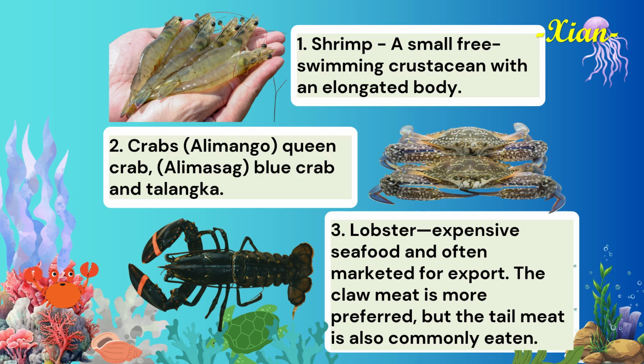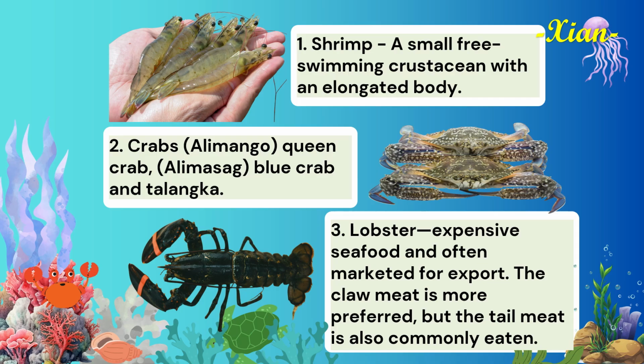Number 2 is crabs, alimango, alimasag, talangka, crustaceans with a wide, hard shell and 10 legs, the front pair forming claws. Alimango, large mud crab, usually found in mangroves. Alimasag, blue swimming crab, with thinner shells and longer legs. Talangka, small shore crab, often used in making alamang or crab paste.